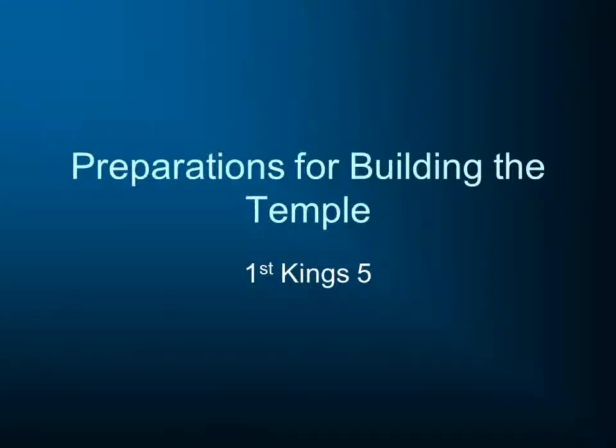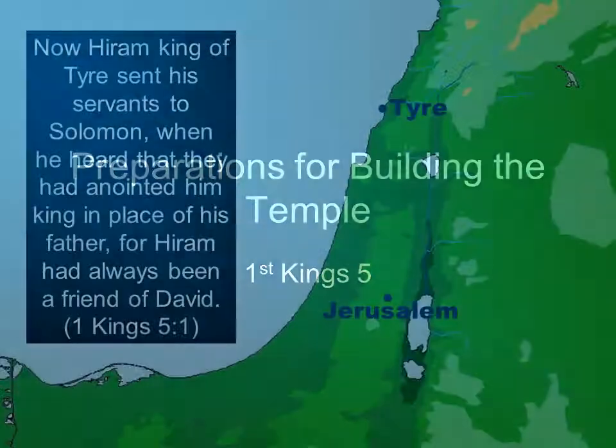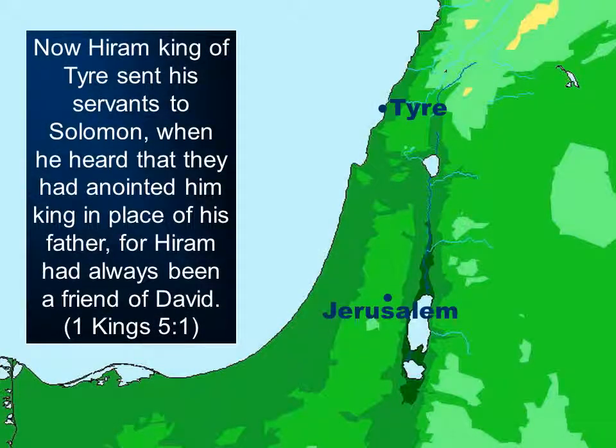Now, in 1 Kings chapter 5, we read of the preparations for the building of the temple. The temple will now replace the tabernacle. King Hiram, king of Tyre, sent his servants to Solomon when he heard that they had appointed him king in place of his father, for Hiram had always been a friend of David. And Tyre is going to help, King Hiram is going to help Solomon in his construction of a temple.